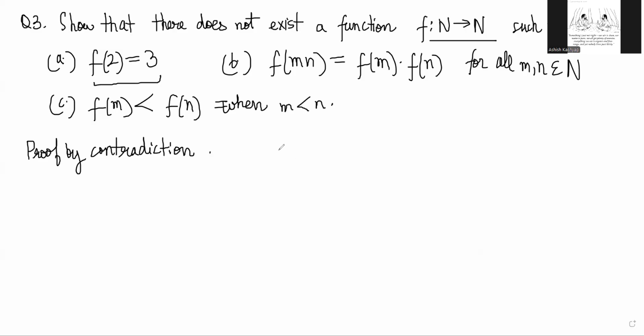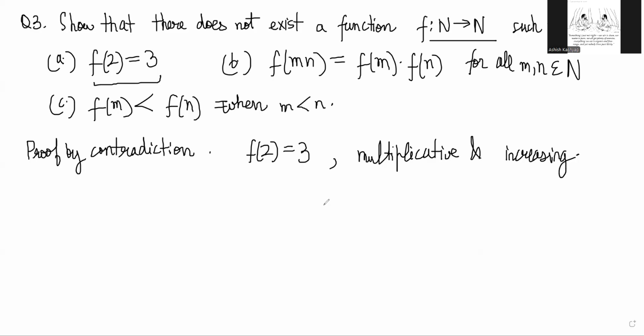So if such a function exists, then f of 2 is equal to 3 and it satisfies the multiplicative condition and the increasing function, right? So let's assume f of 3 is equal to L. We don't know the value of f of 3. We are going to assume it as L.